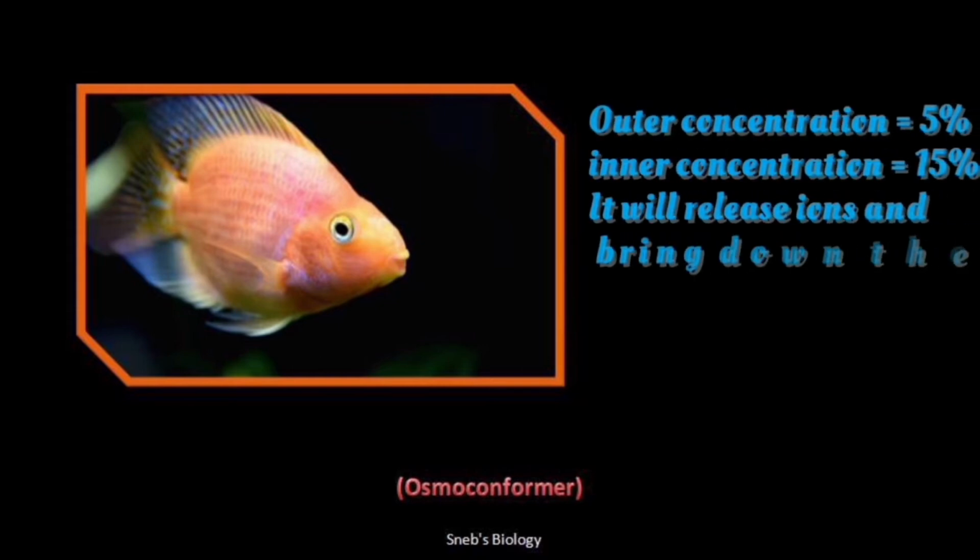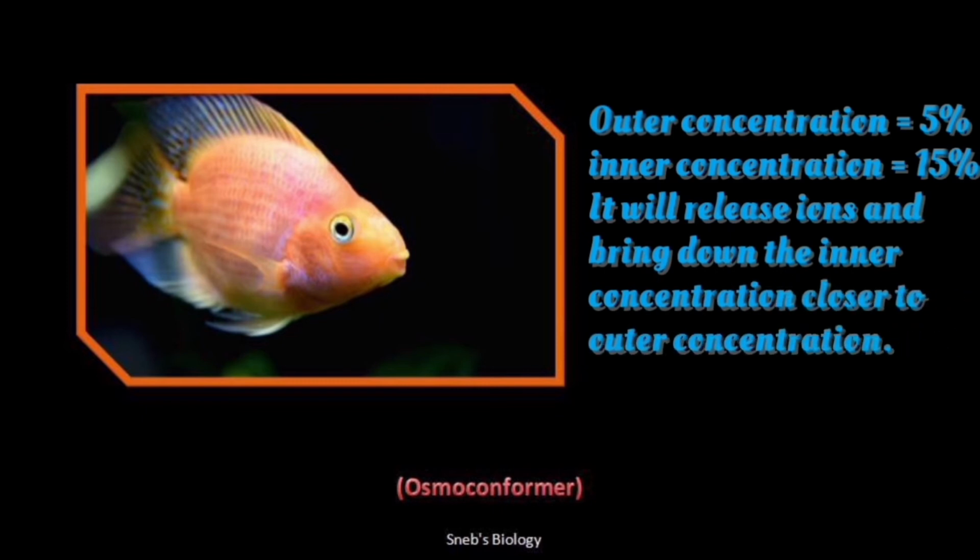Clear? Now what would be a conformer? Suppose this is a fish and it has to survive in a condition where the outer condition is 5% and its body condition is 15%. What is it going to do? It will release those ions and bring down the inner concentration closer to the outer concentration. It may be 6 or 7 or 8%. Now, if there is not too much of a gap, these osmoregulator problems will not take place.